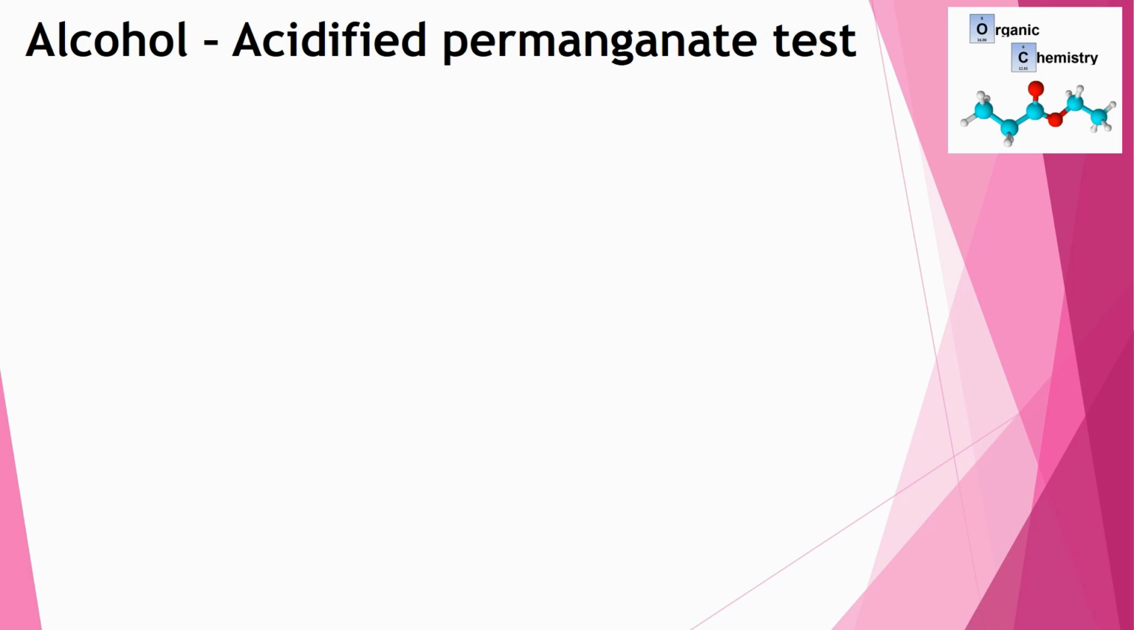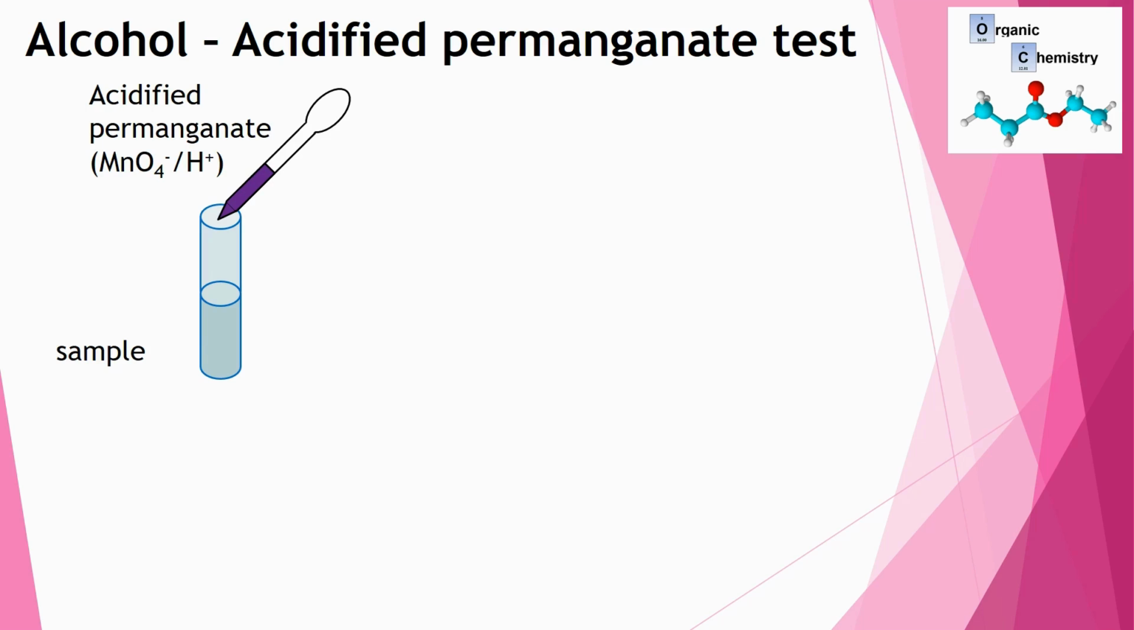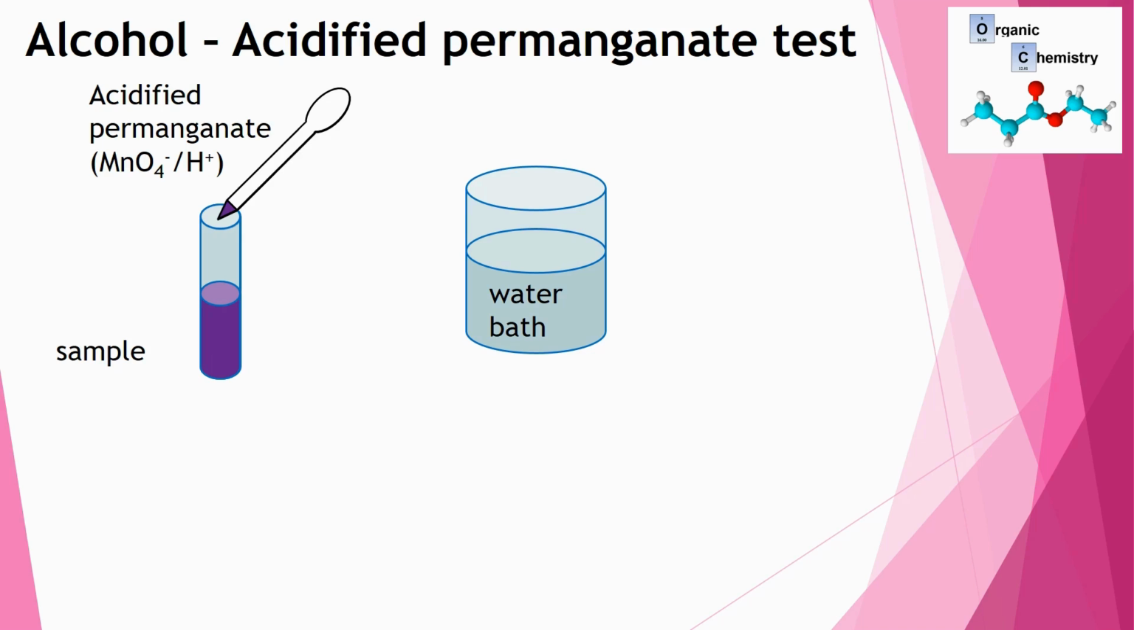Okay, so the first one we might use is the acidified permanganate test. You should have some familiarity with this. So what happens is we take an unknown sample, and we add some acidified permanganate. Often it's acidified potassium permanganate, so remember there's a K in front and no minus here. We add this purple solution to our sample. It will go purple, we'll shake it, and then we'll place it in a water bath of about 60 to 70 degrees Celsius, and we'll leave it there for about 5 minutes.